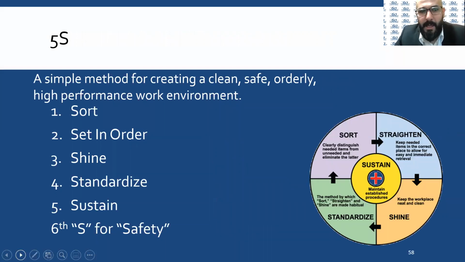Another lean technique that we use is the 5S. The 5S is a simple method for creating a clean, safe, orderly, high-performance work environment. We need to sort, set in order, shine, standardize, sustain. Sort them between what is needed and what is not needed. If you need it, keep it. If you do not need it, send it away. Set in order: organize them, put them on the shelves.